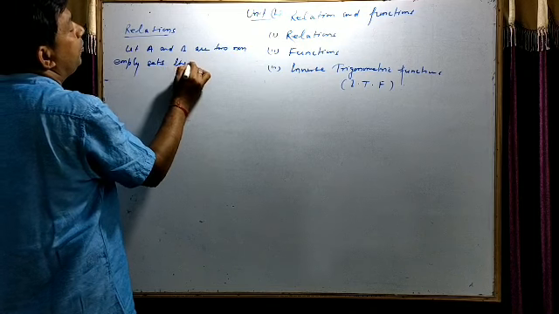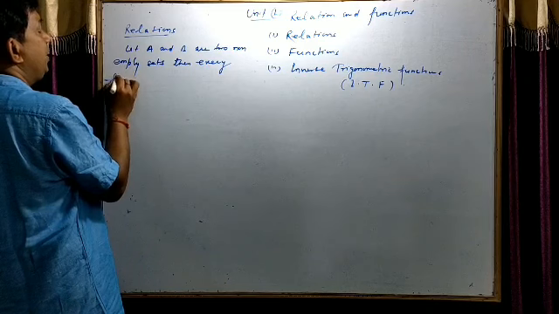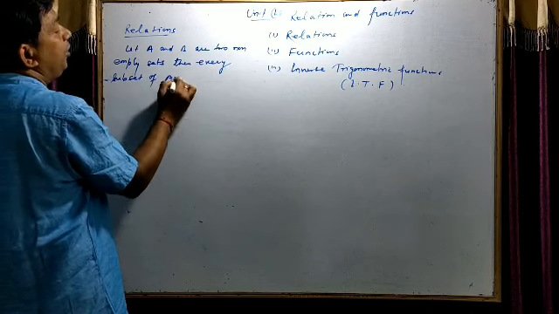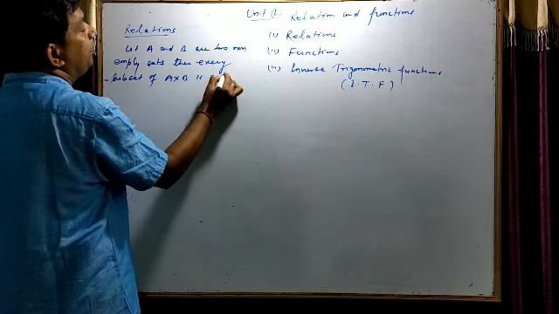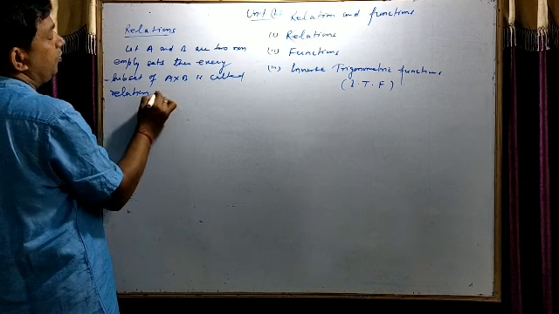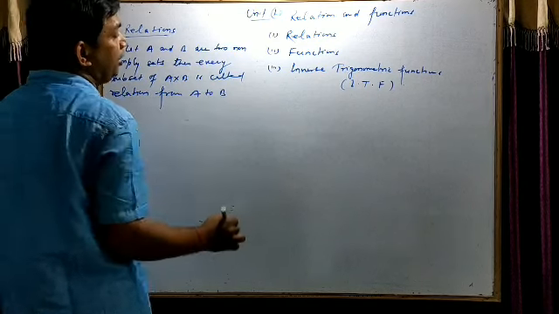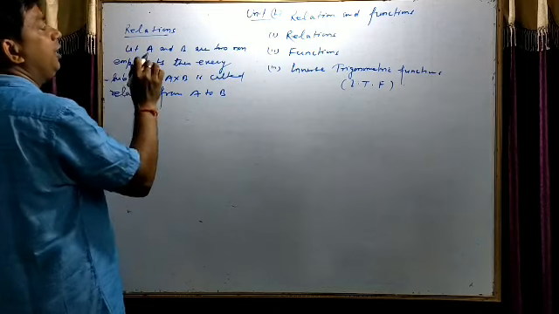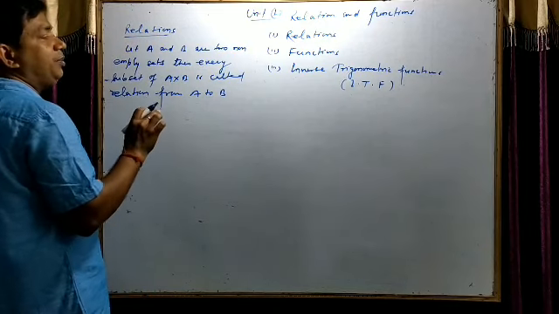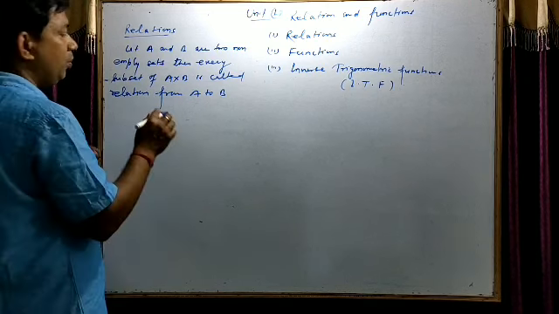then every subset of A cross B is called relation from A to B. This is the definition what you learned earlier. If A and B are two non-empty sets, then every subset of A cross B is called relation from A to B. What does it mean?